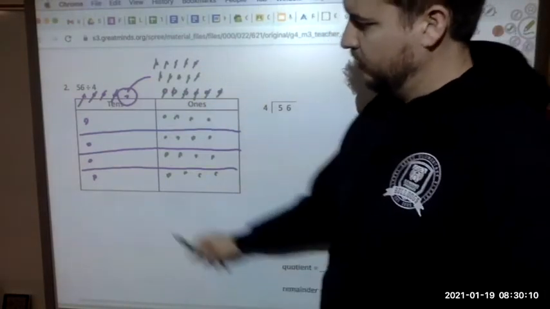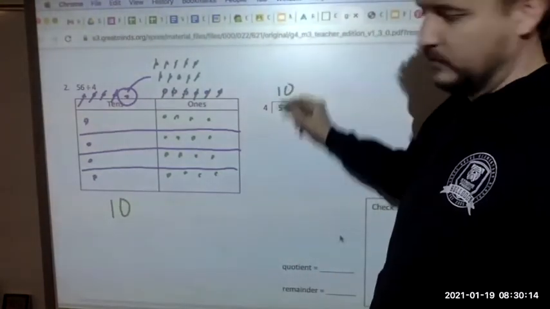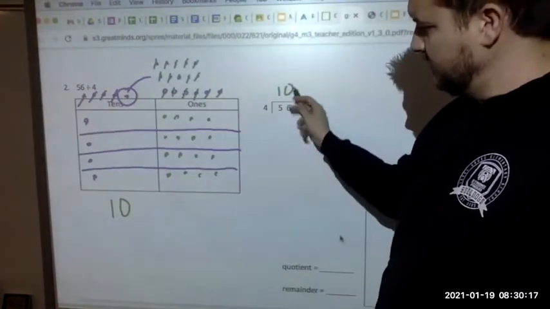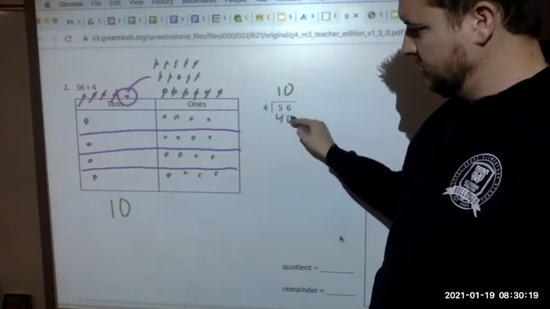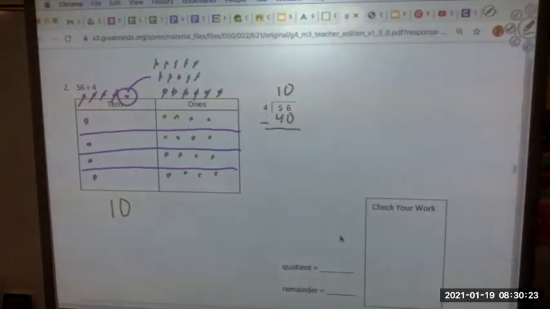Okay, I have 1 ten in a group, so I'm going to put 10 on top. 4 times 10 is 40. Division is repeated subtraction, so I'm going to subtract. I get 16.